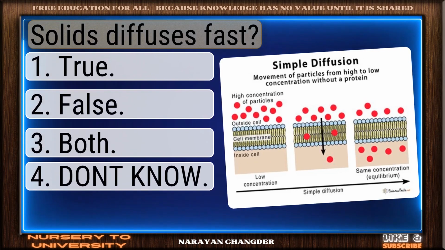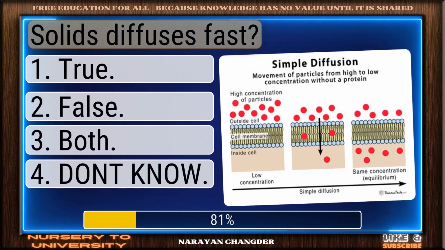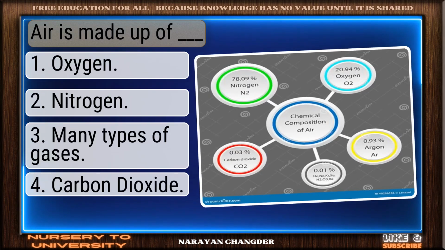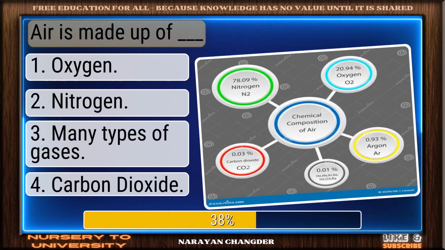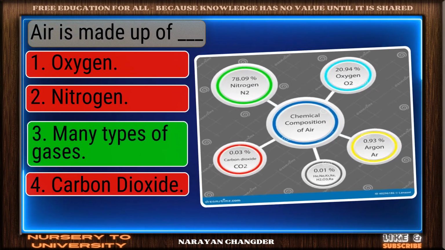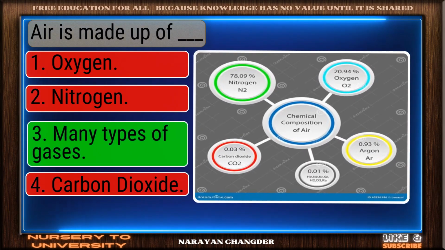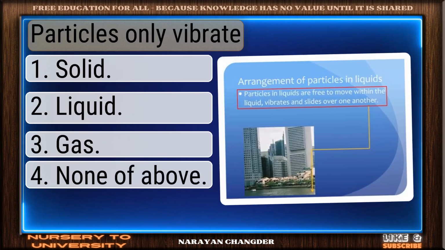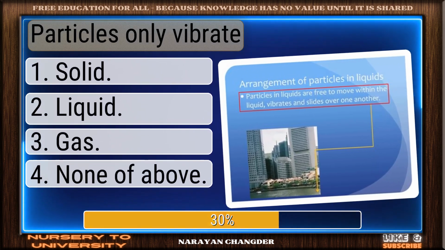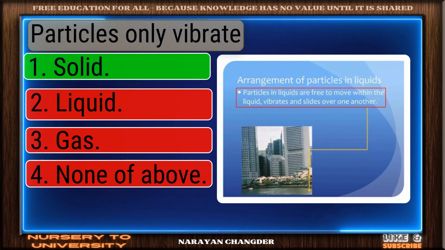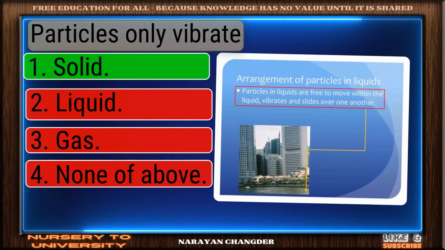Solids diffuse fast. Smart pick. False is the correct choice. Air is made up of dash. Correct response. Many types of gases is the most accurate answer. Particles only vibrate. Excellent choice. Solid is the right answer.